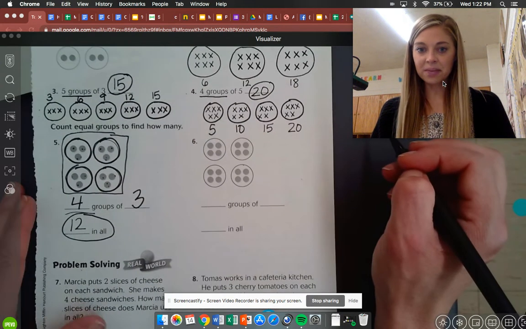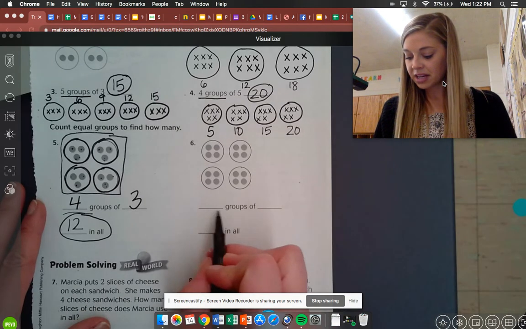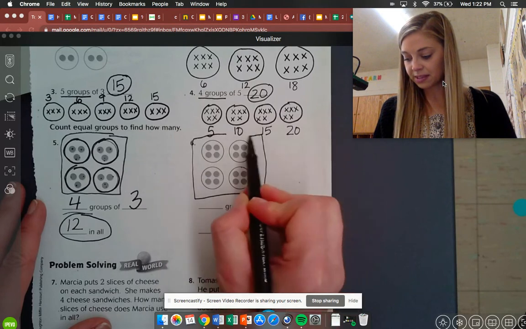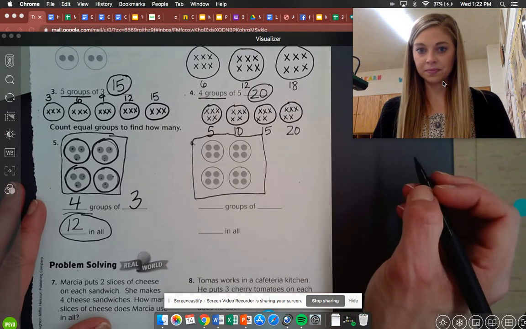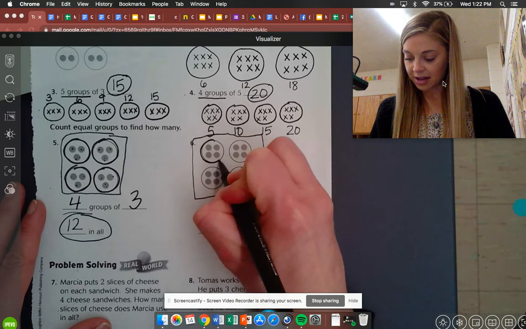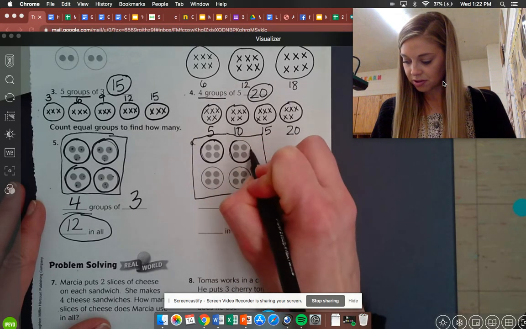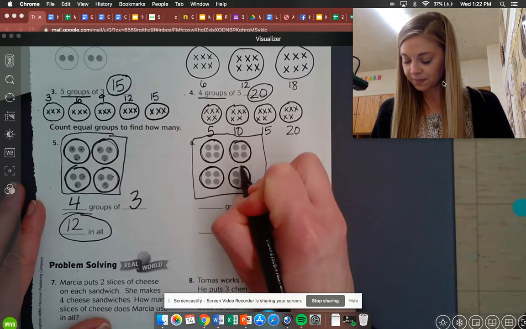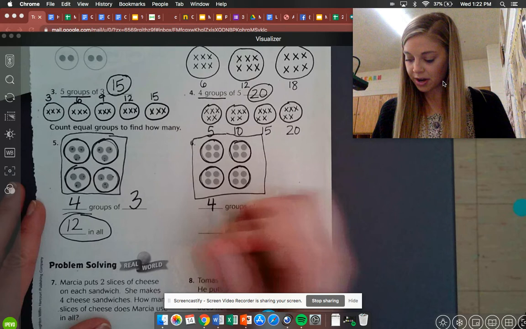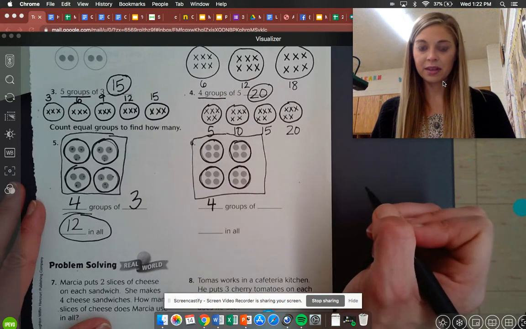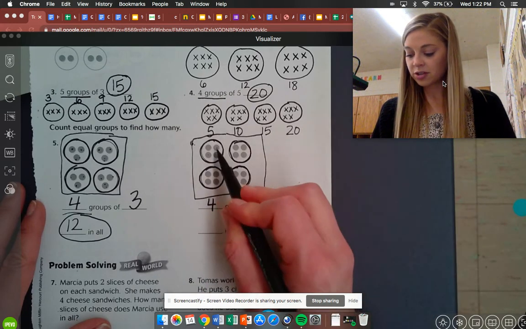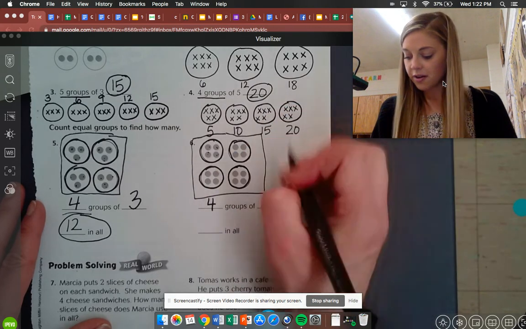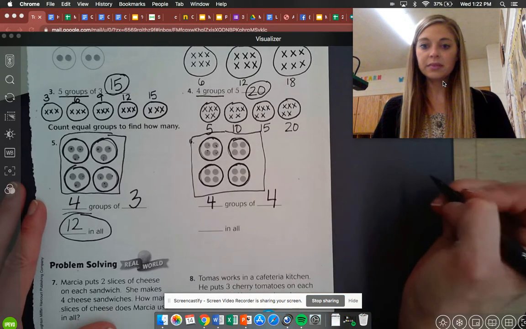Let's go ahead and do number 6 now. How many groups do I have here? Well, I have 1 group. Here's 2 groups, 3 groups, and 4 groups. So 4 groups of, there's 4 in each group, right? There's 4 tiny circles in each group. 1, 2, 3, 4. 4 groups of 4. How many in all?